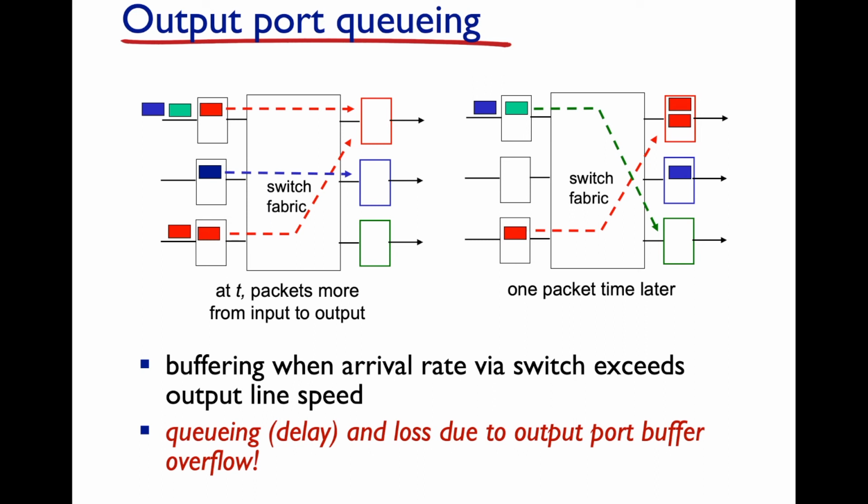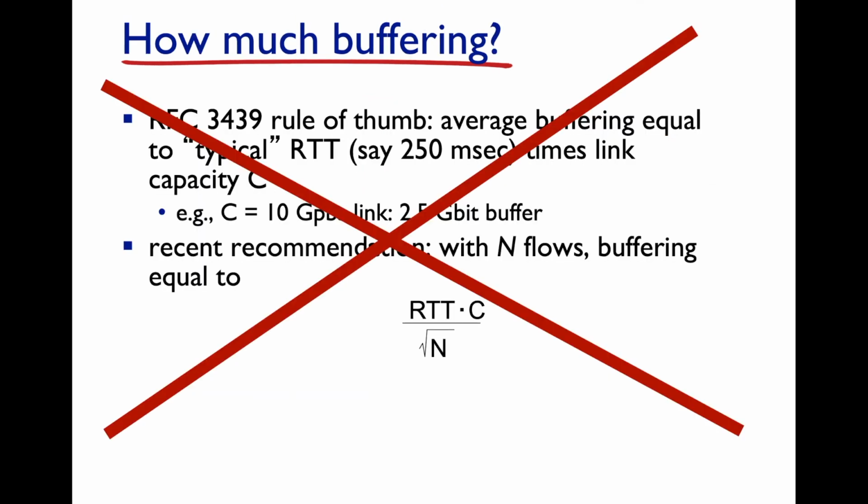Again, you buffer information when the arrival rate at the switch exceeds the output line speed. And the output line speed is to get from the output port to the network, transmit onto the wire. And the switching rate refers to the switching fabric, the speed at which data makes its way from the input port across the switching fabric to the output port. And so you're going to get delay and loss at the output buffer as well as at the input buffer.